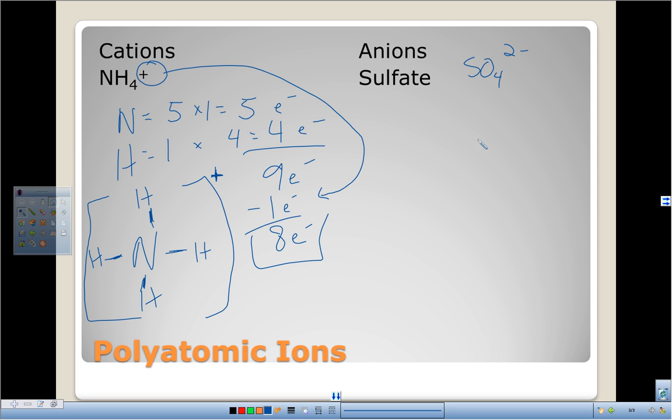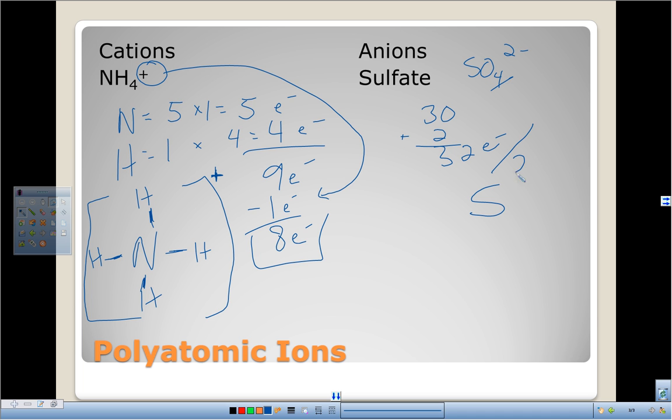Sulfur, oxygen. Who's closest to fluorine? Oxygen. So sulfur is going to go in the middle. Total electrons: sulfur has 6, oxygen has 6, so it's really 4 and 5 times 6 is 30. But it's got a 2 negative charge overall, so I have to add 2 more electrons. So I have 32 electrons.